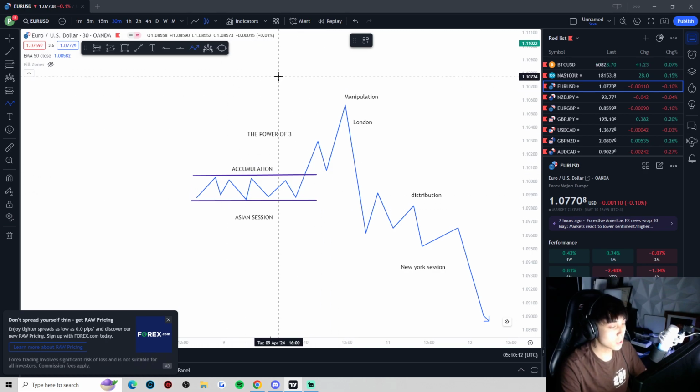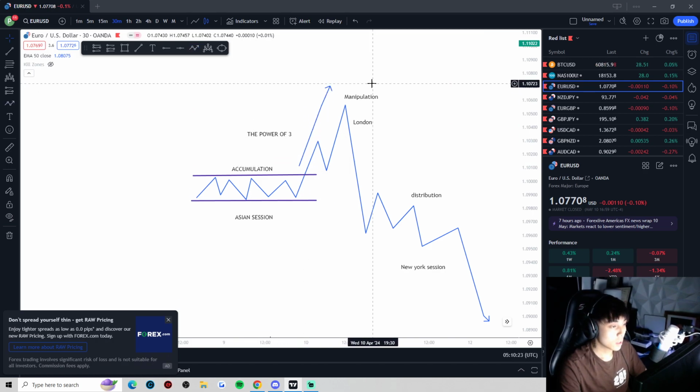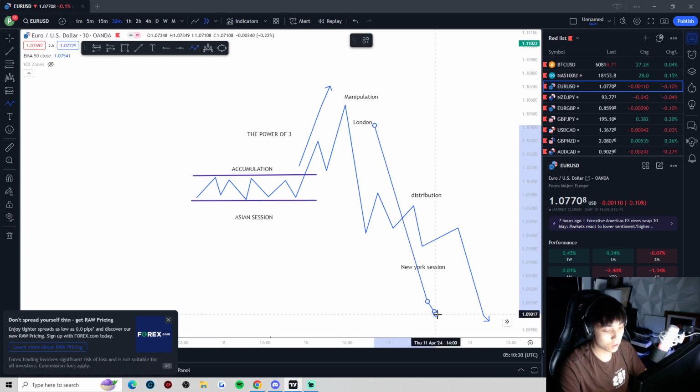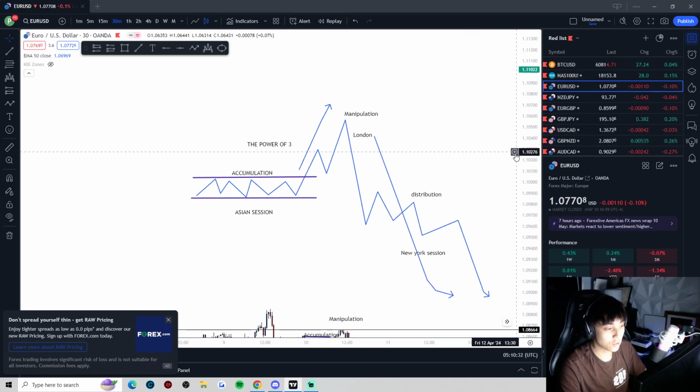And third but not least would be during New York session. Usually it tends to push the opposite way of whatever way it was manipulating before. So if London session was manipulating upwards, usually when New York session hits, it continues and distributes downwards. And so I'm going to show you guys a real life chart example of this.